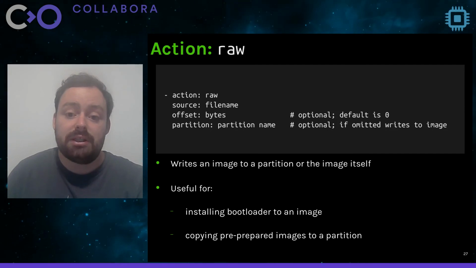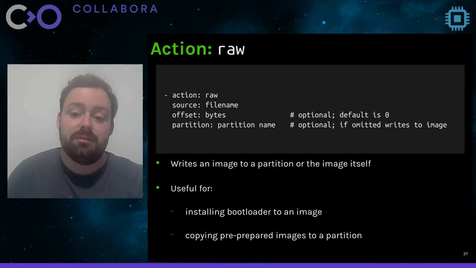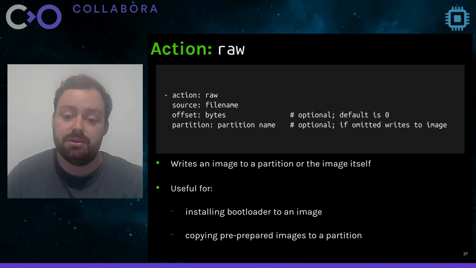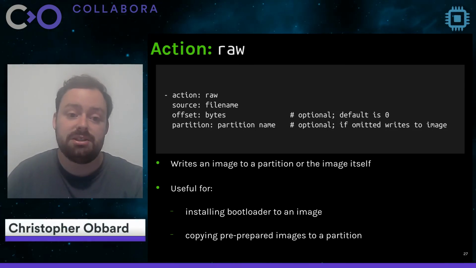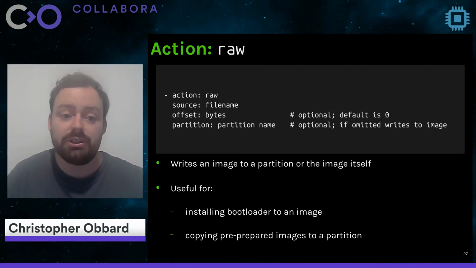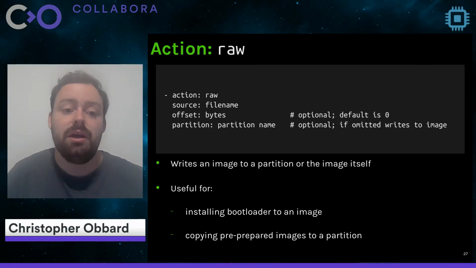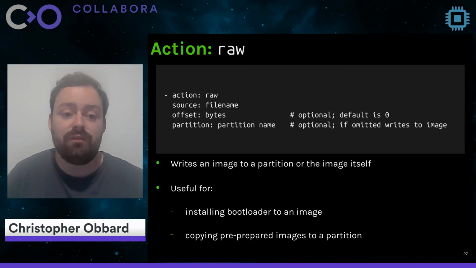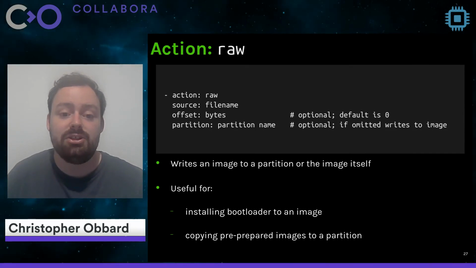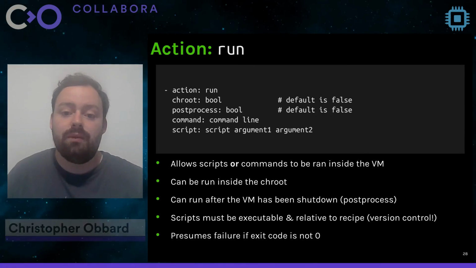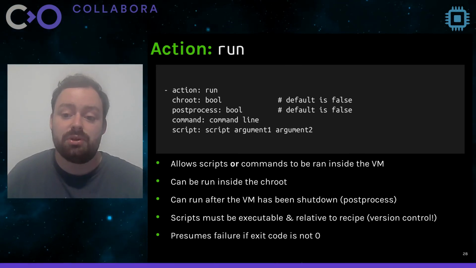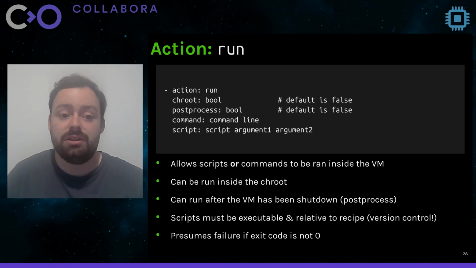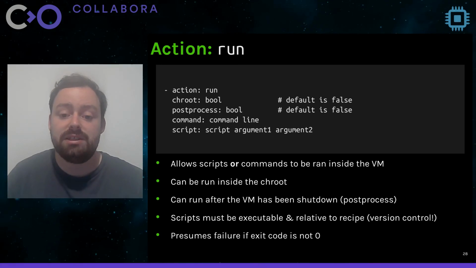We've got the raw action, which writes images to a partition. So you can write things like bootloaders or pre-prepared images. I use the raw action, as a tip, to copy vendor-provided root file systems into an image and then modify the image that they've given. The run action allows you to run scripts or commands inside the virtual machine or inside the actual image that you're creating.